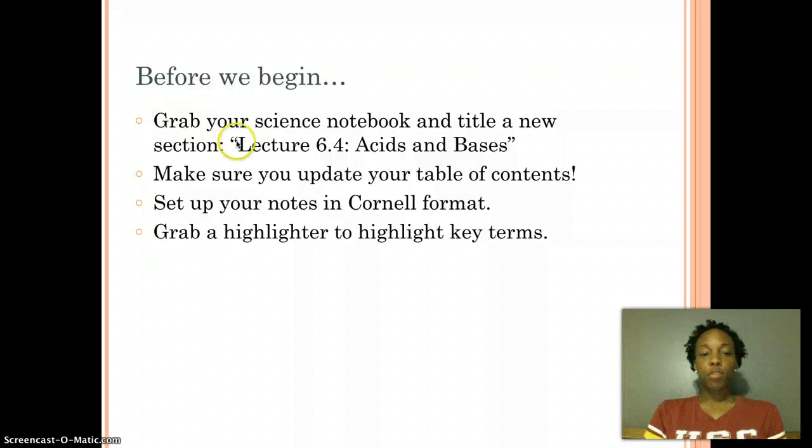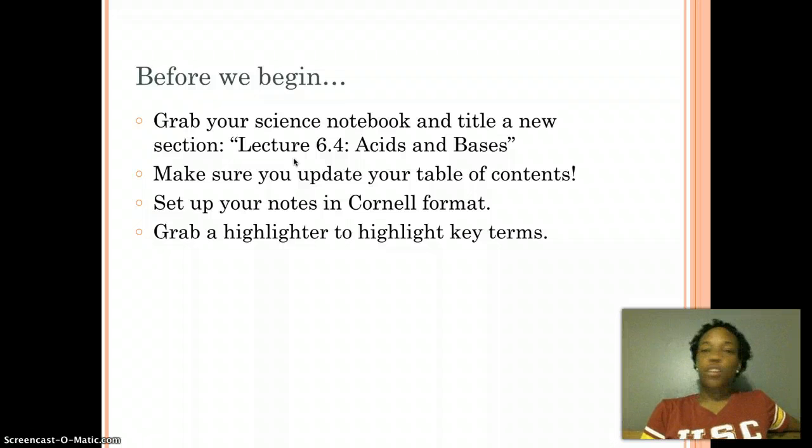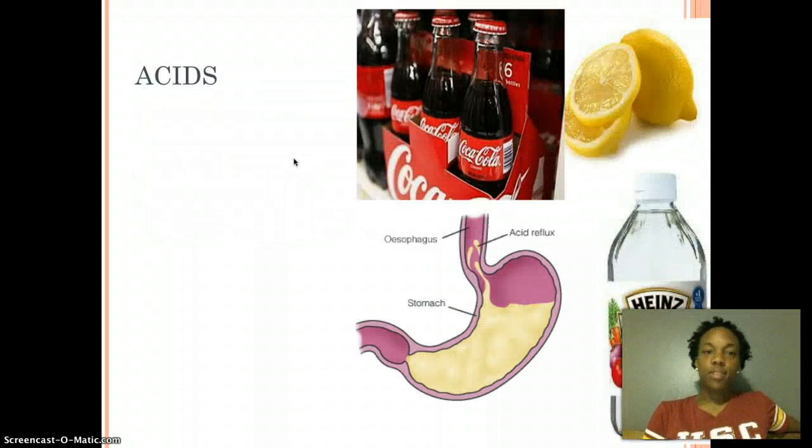Before we begin, grab your science notebook, title a new section, lecture 6.4, acids and bases. Make sure you update your table of contents. Set up your notes in Cornell. Grab a highlighter to highlight key terms. You know, the usual. Let's get started.